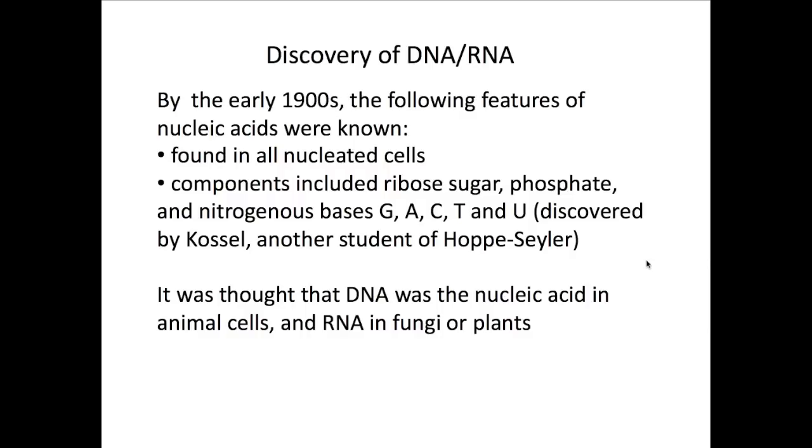And at the time, though, there were still a lot of things that were unclear. For example, it was thought that DNA might be the primary nucleic acid in animal cells, whereas RNA might be the major form of nucleic acid in fungi or plants. So there really wasn't yet a clear picture about the order of transmission of information in sequences.